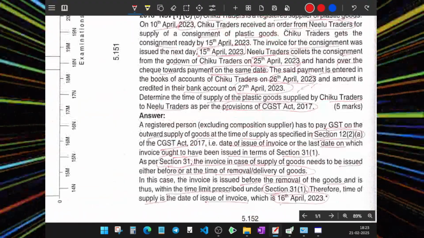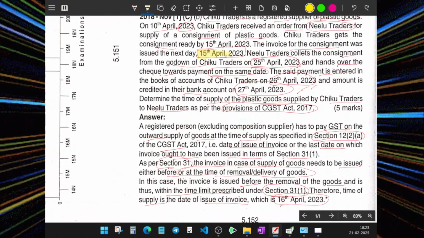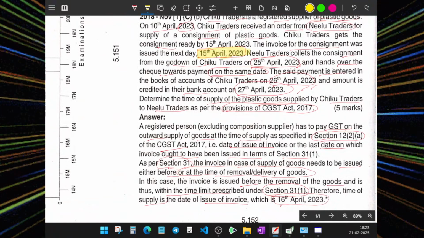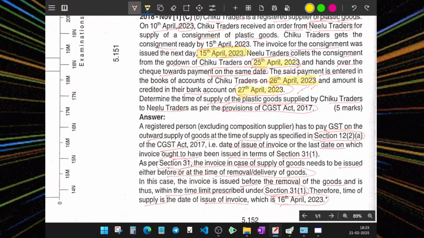So 15th April will be considered as the date of supply, the invoice date. Even though we delivered the goods on the 25th, received the cheque on the 26th and the payment on the 27th, in all these cases the date we should take is 15th April 2023.